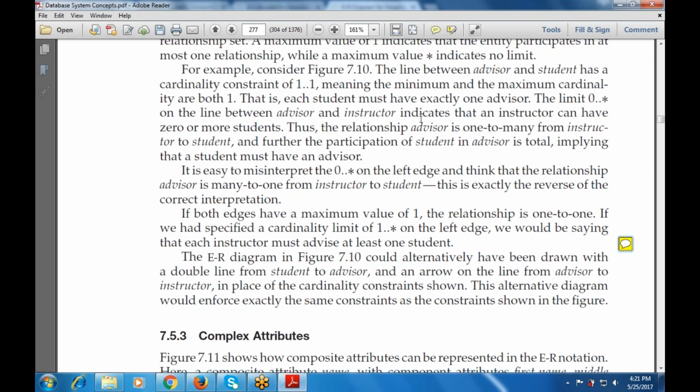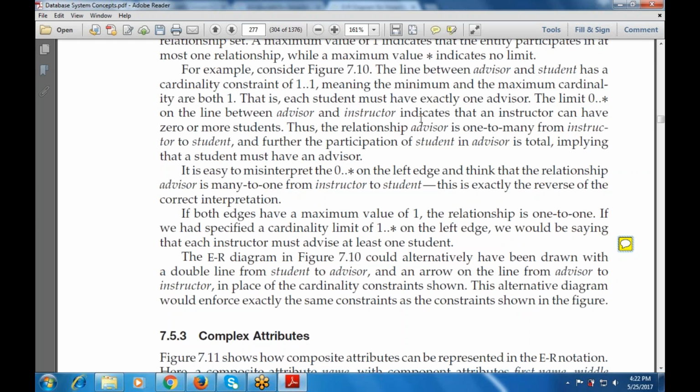And the limit 0..* on the line between the advisor and the instructor indicates that an instructor can have zero or more students. Therefore, the relationship advisor is one-to-many from the instructor to the student, and further, the participation of student in advisor is total. That implies that a student must have an advisor. And it is very easy to misinterpret the 0..* on the left edge and think that the relationship advisor is one-to-one from the instructor to the student. This is exactly the reverse of the correct interpretation.